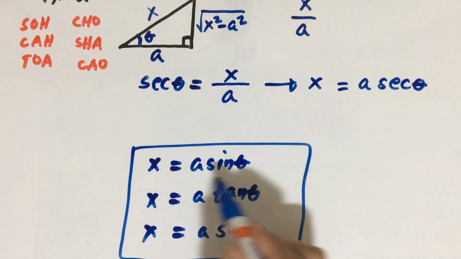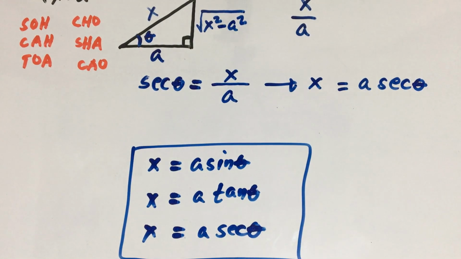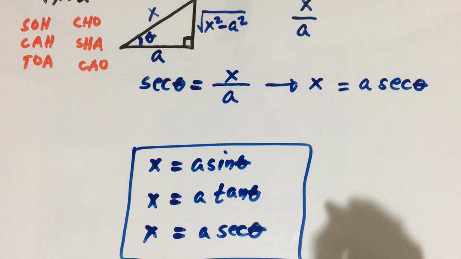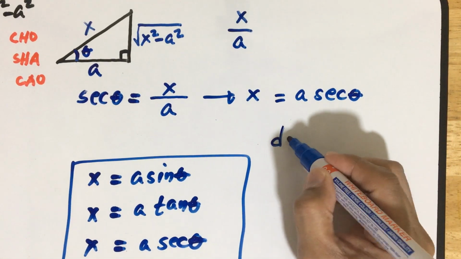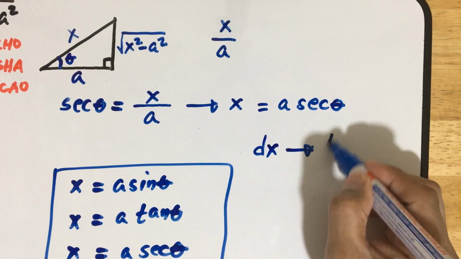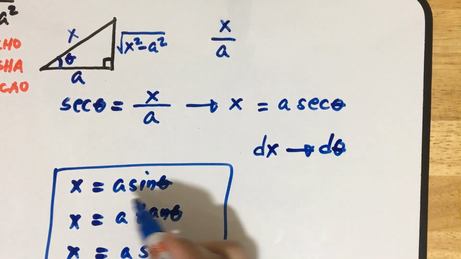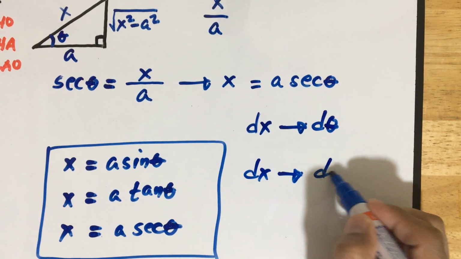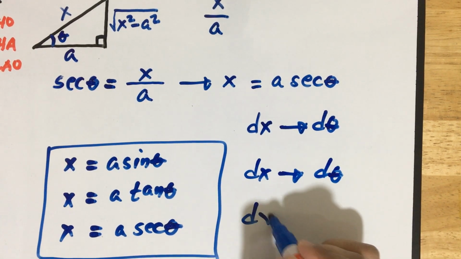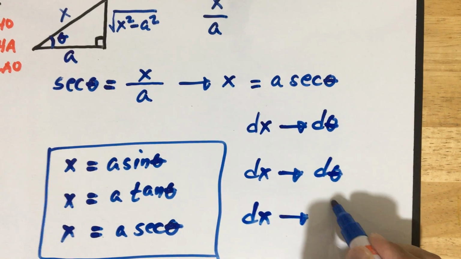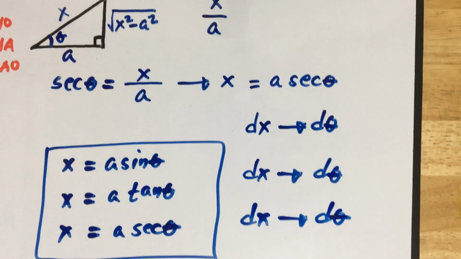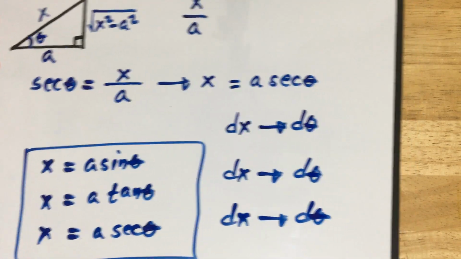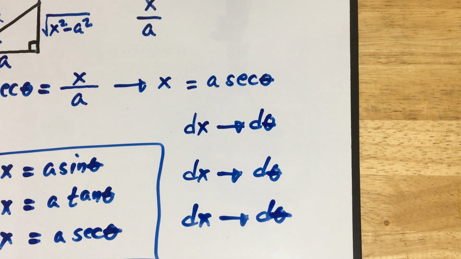So you take the derivative of this, so you can express dx in terms of d theta for this, and also for this one. So you have dx and express this in terms of d theta, so that you can do the needed trigonometric substitution. Okay? So, any question?